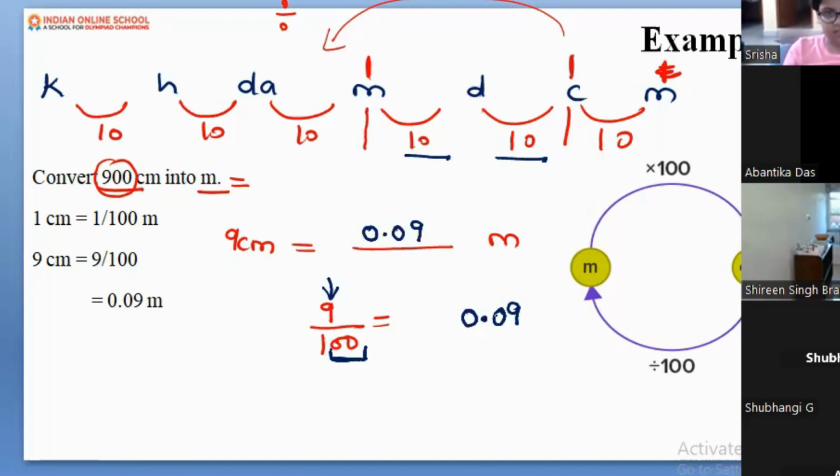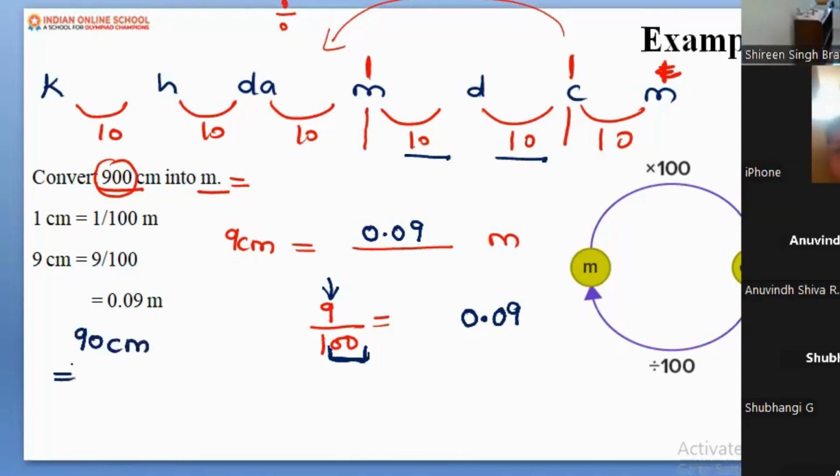Got it? After how many digits do I need to put the decimal? According to the number of zeros. If I have two zeros over here, I need to put the decimal before two digits. Now I have 90 centimeter, and I need to convert 90 centimeter into meter. So how am I going to convert it? This time I need to put the decimal after two digits because two zeros are there, and I already have two digits, so I can put the decimal before 9. So my answer becomes 0.90.